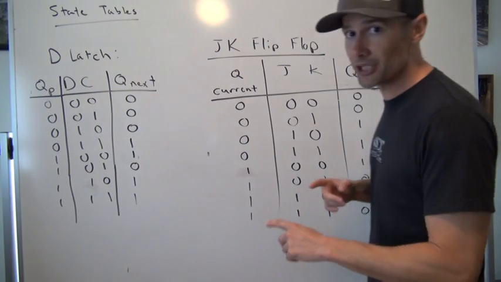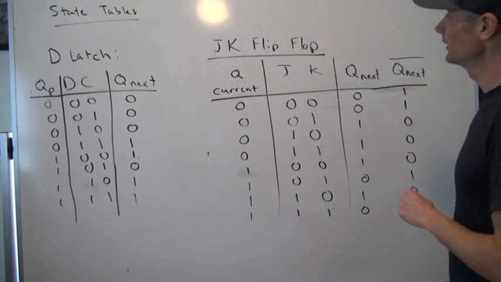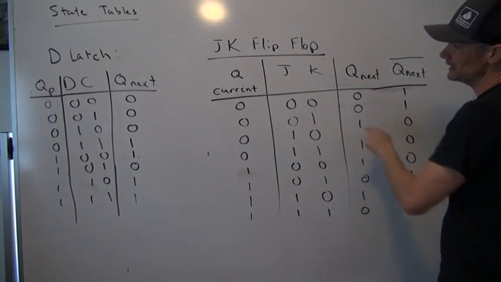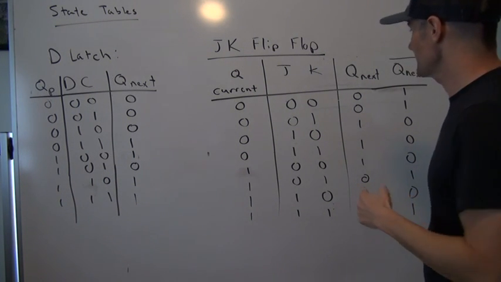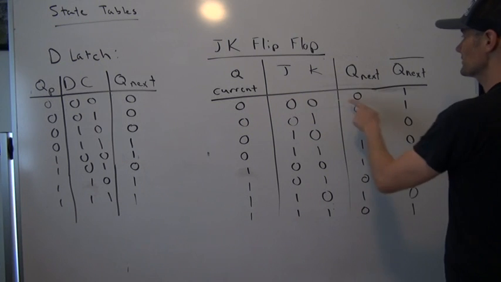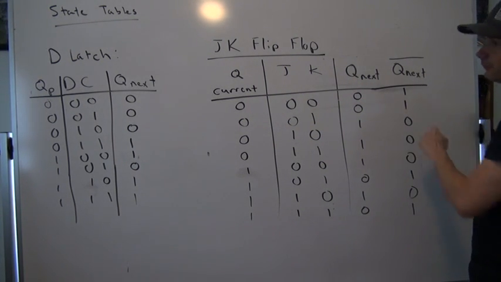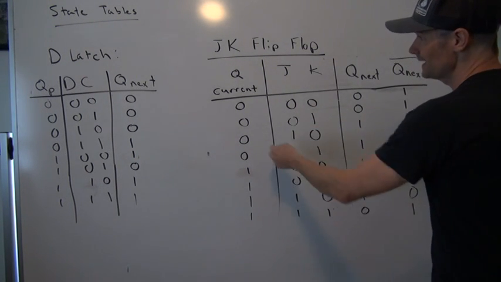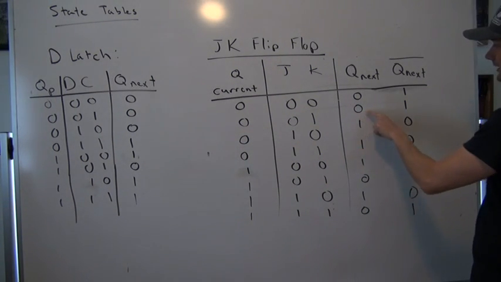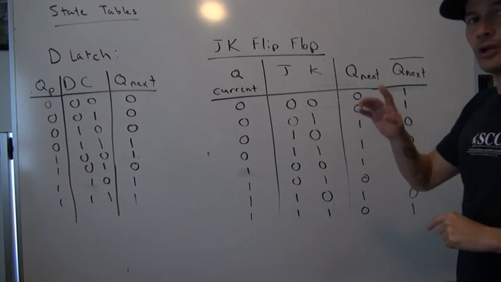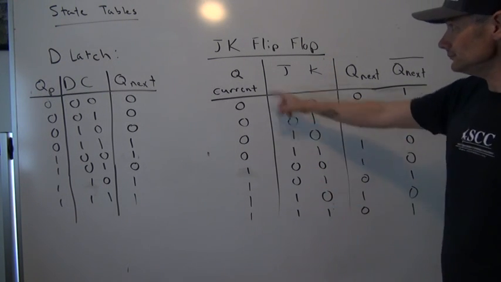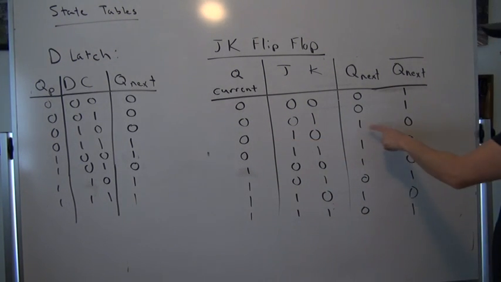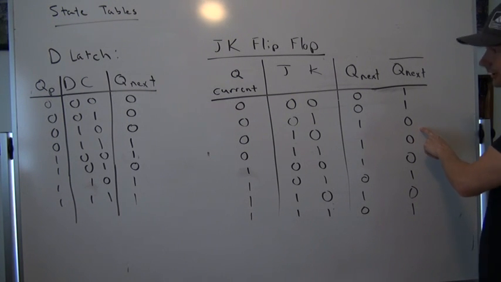Now let's take a look at the JK flip-flop and its state table. So Q current, and then we have J and K. We said with J and K, 0 and 0 was that hold state. Sure enough, Q current was 0, so therefore Q next and Q bar next are 0 and 1. So that value is held. J and K, 0 and 1, we know that that is a reset state. However, Q current is 0, therefore we have still 0 and 1. However, when J is high and K is low, we're in a set state.